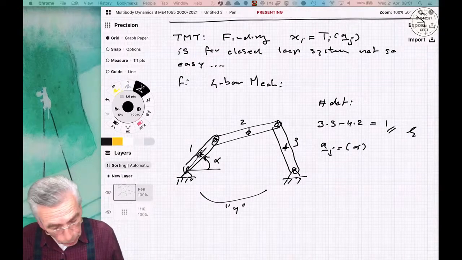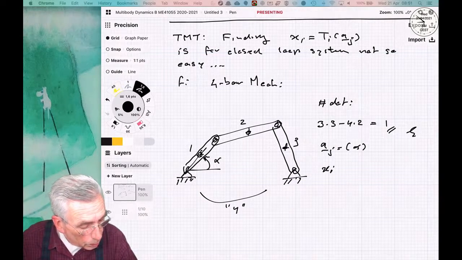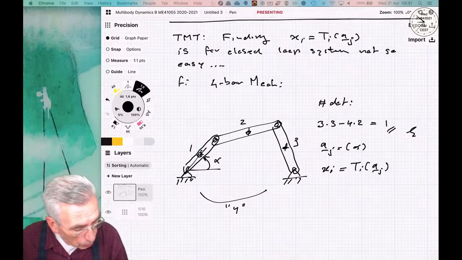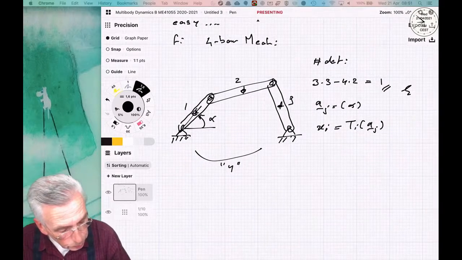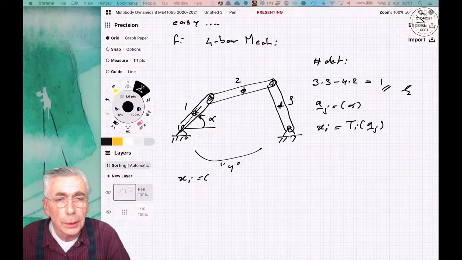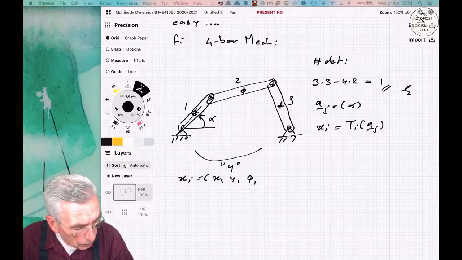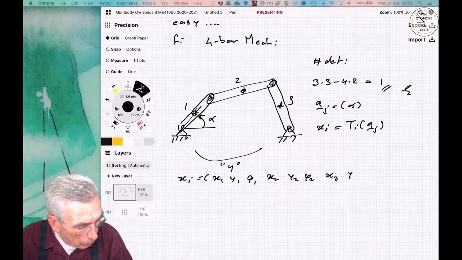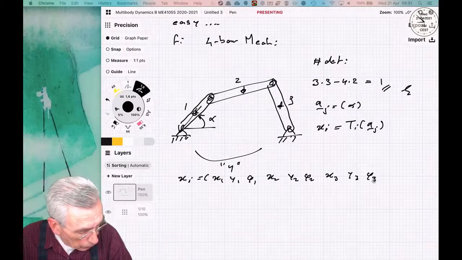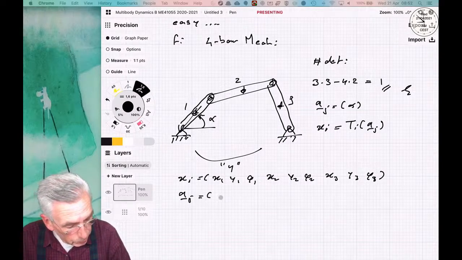Now our job is of course to write down the coordinates of the center of mass as a function of this one alpha, right? So what are the coordinates of the center of mass? These are just of all these 3 bodies, meaning we have x1, y1, phi1, x2, y2, phi2, and x3, y3, and phi3. And our generalized coordinate qj is just this alpha.